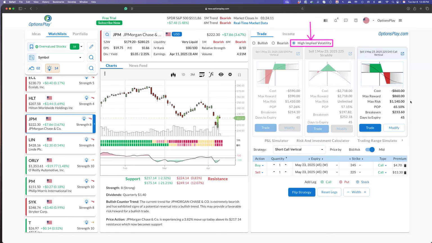But the goal here is to make sure that we answer your questions with regards to how you navigate a bear market. What strategies do you use? And how do you find the ideas to start timing your bearish trades as profitably as possible?